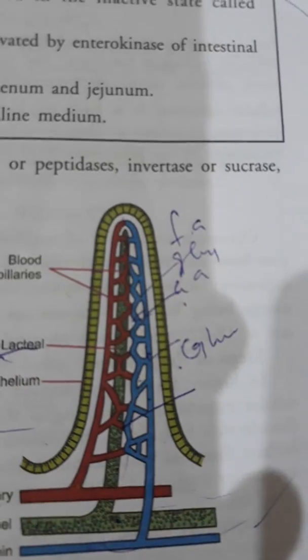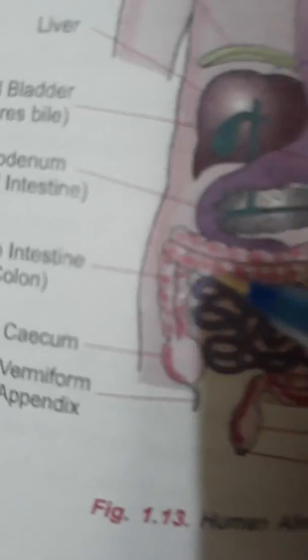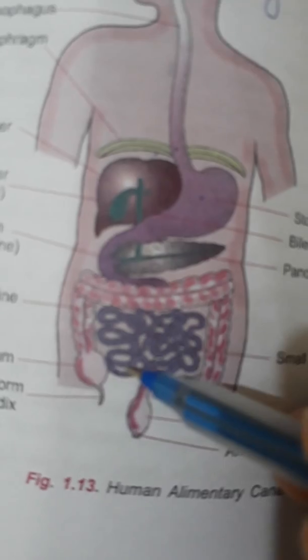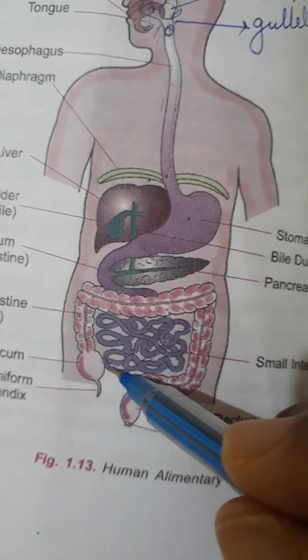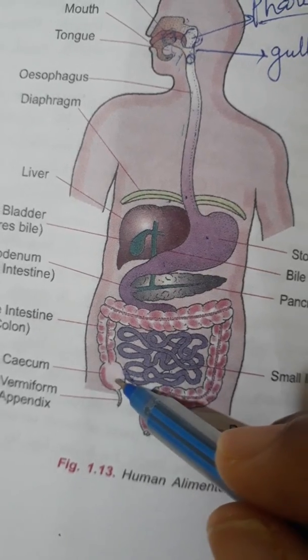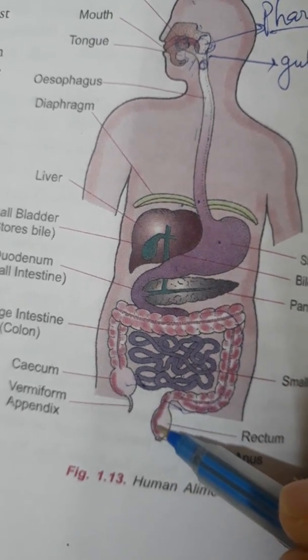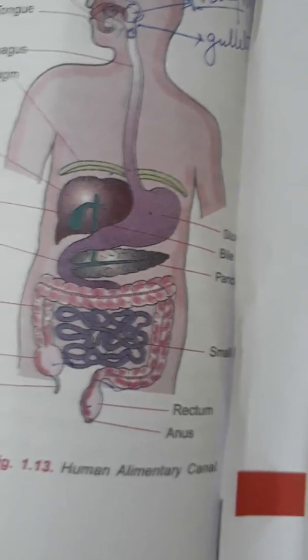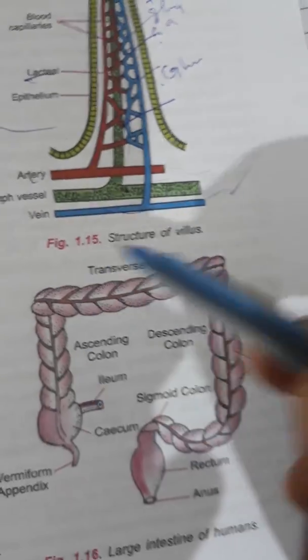So once the food has been used up and absorbed, what will be left in the small intestine will be the undigested food along with water. From this small intestine, the undigested food with excess water now moves into the next part of the digestive tract, which is called the large intestine. This large intestine has three important parts. This is the structure of the large intestine.